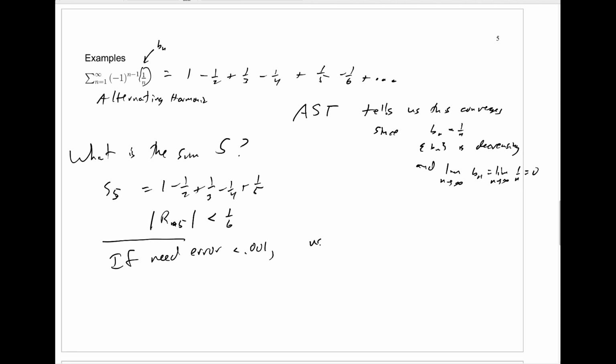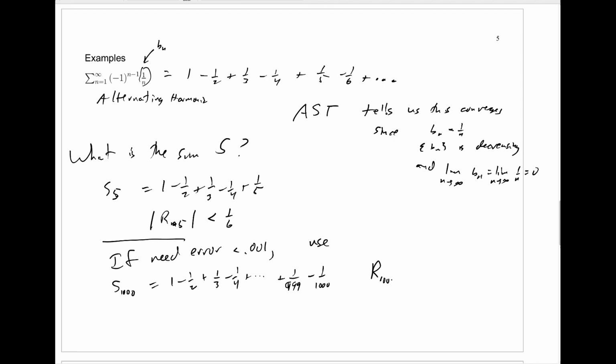Well, we can use S sub 1000, which is 1 minus a half plus 1/3 minus 1/4. And we keep going here all the way to plus 1 over 999 minus 1 over 1000. That's the 1000th partial sum. Now, it would be hard to compute that by hand, but with a calculator or a simple computer program, that's a triviality to compute.